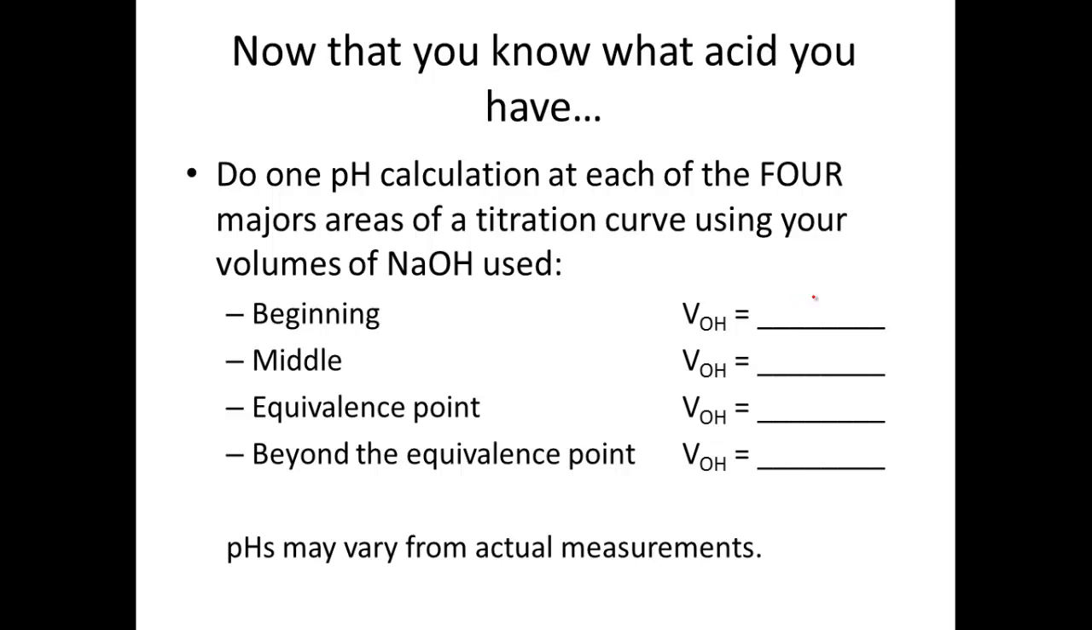Volume is zero. There's an equivalence point volume. So wherever you find your equivalence point volume to be, I'll just make something up like 15, that's your equivalence point. So using that volume, now calculate the pH based on that. And then pick anything between 0 and 15 right here. And then pick anything after 15. And those are the four major points of a titration curve. Calculate your pH there and compare it to your actual measurements and see how close they are. But just a little practice with some titration curve calculations there.